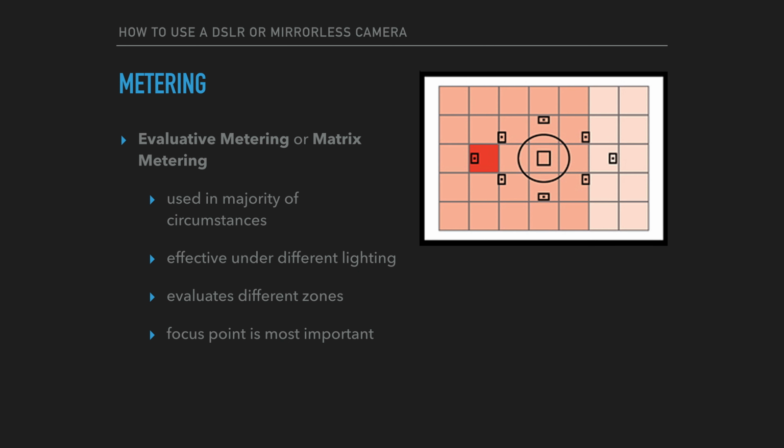First, let's discuss evaluative metering or matrix metering. This type of metering is used in the majority of circumstances. It is used often because it is effective in various different lighting conditions. Though the mode involves evaluating different zones within the frame for light and dark tones, the focus point is considered as the most important area.